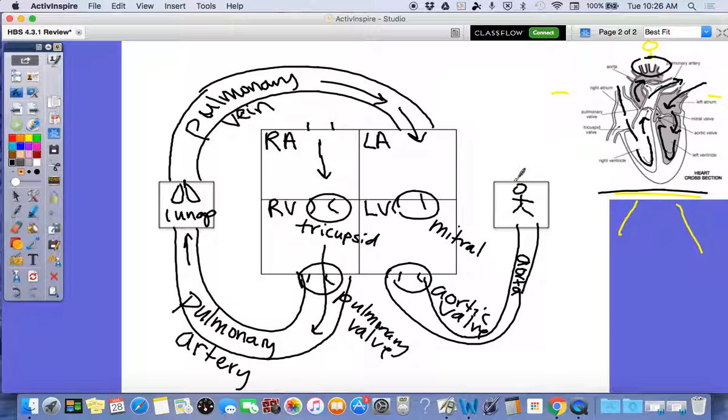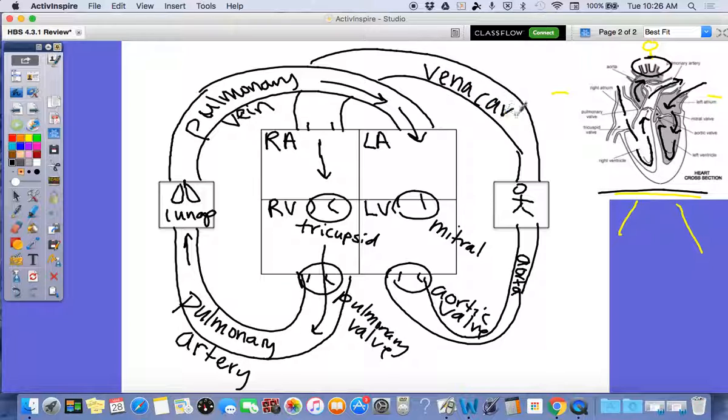Once it gets to the body, it dumps off all its oxygen, and it's sad, and so it has to come back to the heart, where it returns via the vena cava. There's actually 2 vena cava. There's the superior vena cava and the inferior. Superior means top, and inferior means bottom. So just know that one of them enters the top, one of them enters at the bottom. Here would be the bottom one.